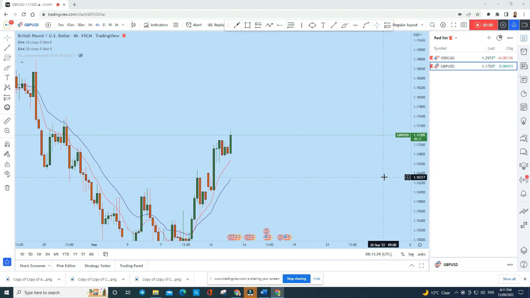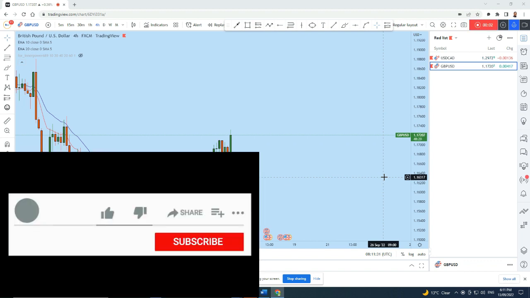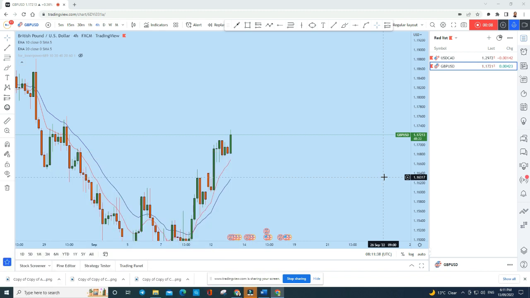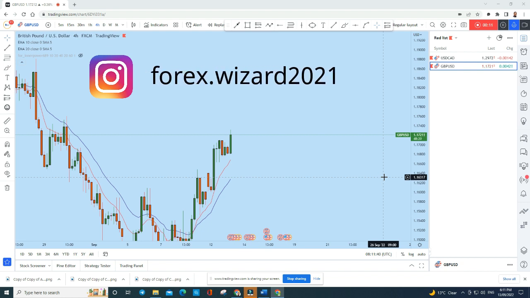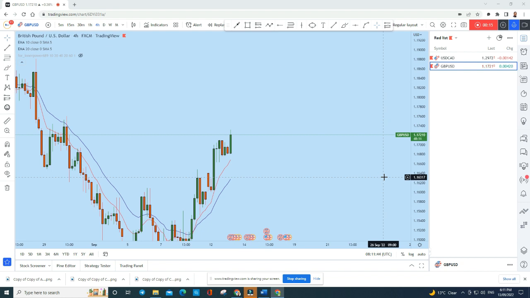What's up today? So let's do a complete multi-time frame analysis of British pound, US dollar, and USD CAD. Let's see what kind of trading opportunity we currently have in both of these instruments. As you can see on the intraday time frame, we see a significant trading opportunity on GBPUSD and USD CAD.